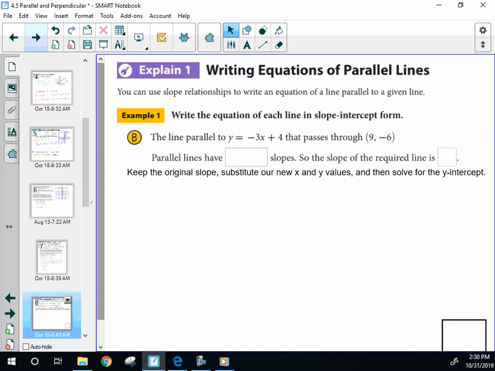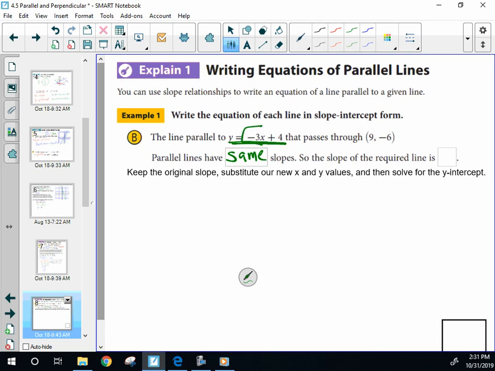Let's look at another one together. I want to write the equation of the line in slope-intercept form, parallel to y equals -3x plus 4, and going through the point (9, -6). Remember, parallel lines have the same slope. My original line here, remember the slope is the number in front of x, has a slope of not -3x, but of -3. So therefore, my new line that I'm going to write the equation of will also have a slope of -3.